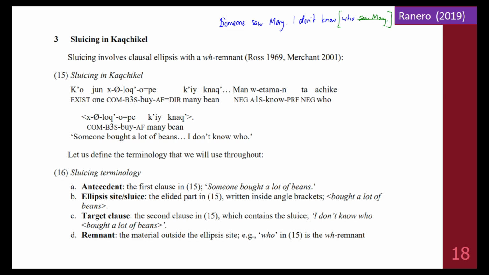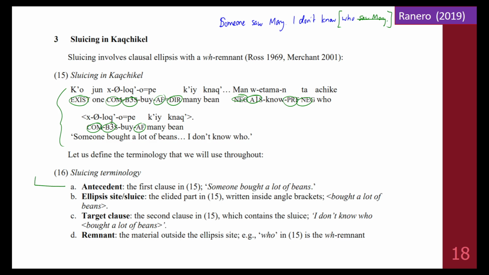And here's an example of another language with some very complex words and notations. Often at the ends of articles, they'll show you what these mean. A lot of them are standardized, but sometimes they're unfamiliar anyway. What's really nice about this article is that they actually explain this example using terminology. So: someone bought a lot of beans, I don't know who.